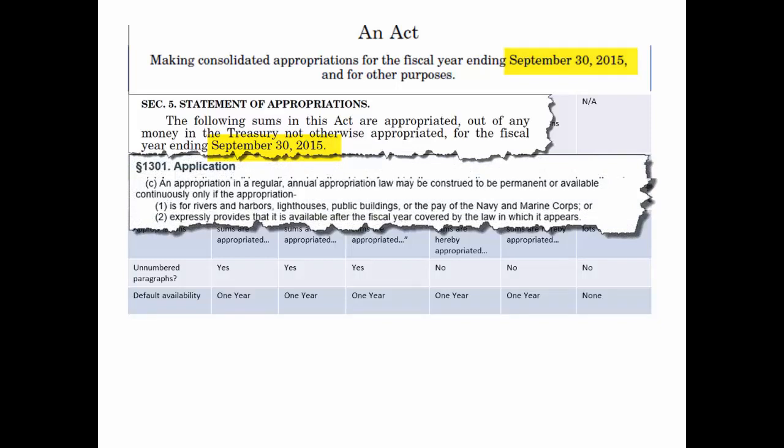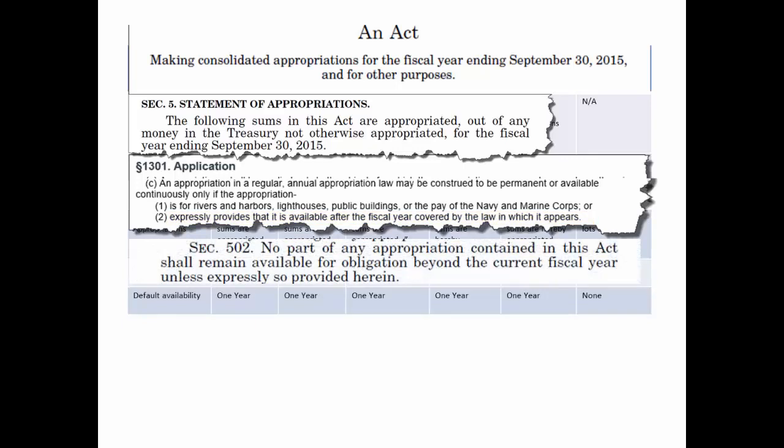There's a requirement at 31 U.S.C. 1301(c)(2) that says an appropriation in a regular annual appropriation law may be construed to be available continuously only if the appropriation expressly provides that it's available after the fiscal year covered by the law in which it appears. And there's a general provision telling us that no part of any appropriation shall remain available for obligation beyond the current fiscal year unless expressly so provided herein.